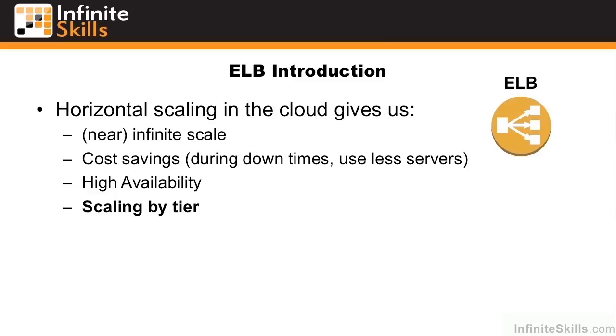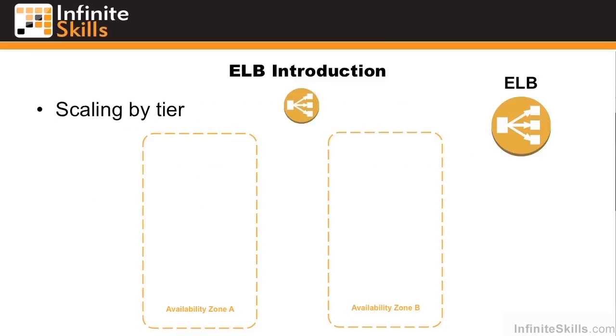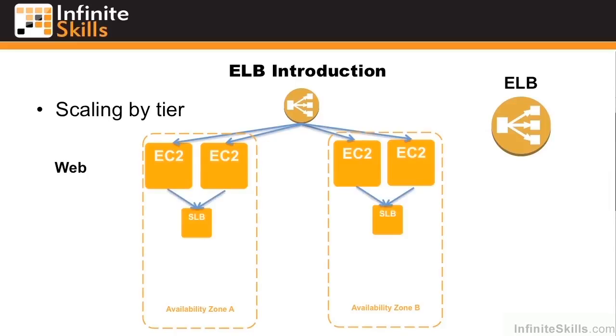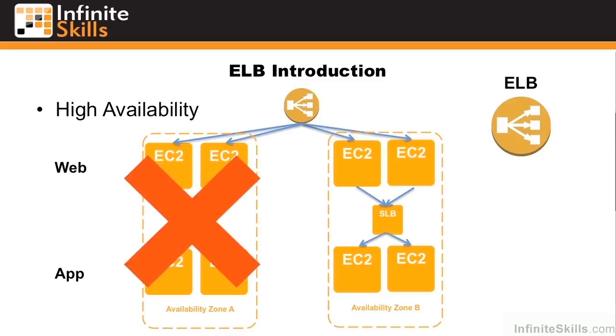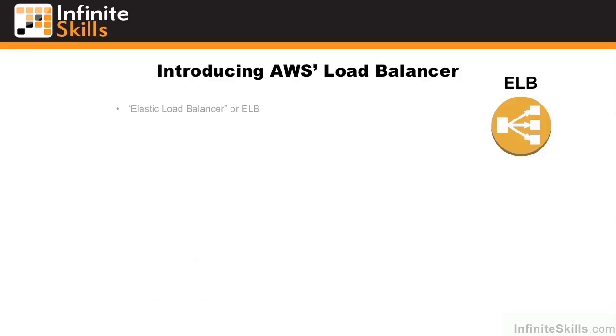Let's look at scaling by tier. Here we have an elastic load balancer with two availability zones behind it. We have a web tier, which is being balanced to a software load balancer, and then an application tier behind that. We could scale our web tier independently of our app tier. It also allows for high availability. If, for instance, we lose one of our EC2 instances, we still have three running. And in fact, we can lose an entire availability zone and still have our application running in the other.